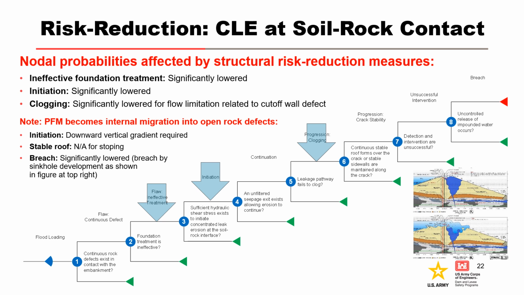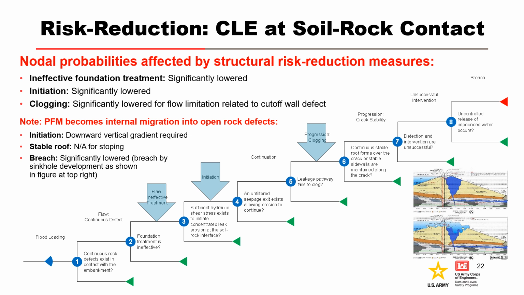These are the nodes that are typically targeted for concentrated leak erosion along the embankment foundation contact with the installation of a cutoff wall. A cutoff wall effectively addresses the continuity of the flaw and introduces the significant benefit of flow limitation if there is a construction defect in the wall. However, the concentrated leak erosion potential failure mode becomes non-credible, and internal migration becomes the potential failure mode.